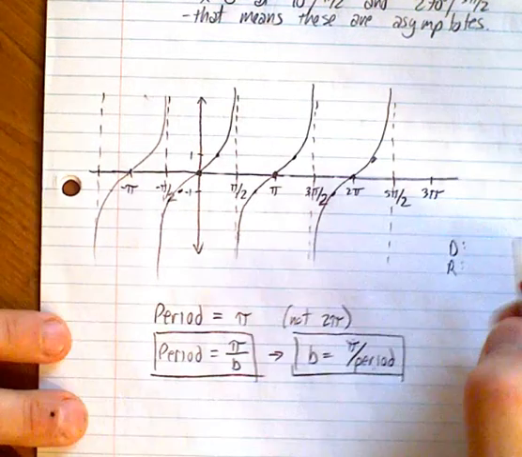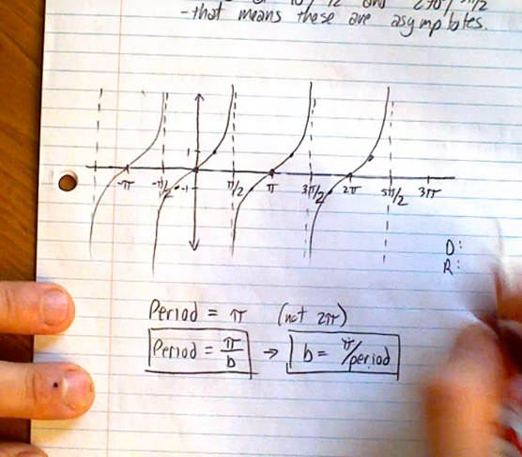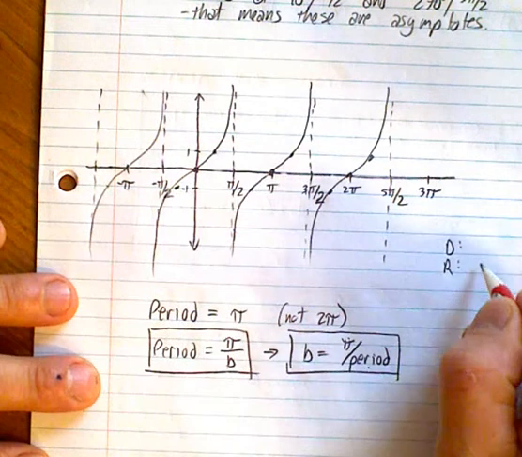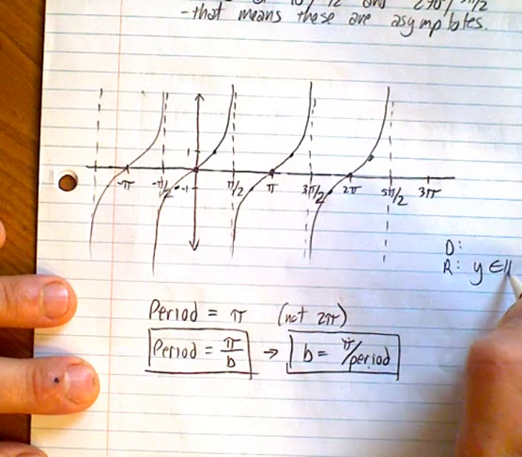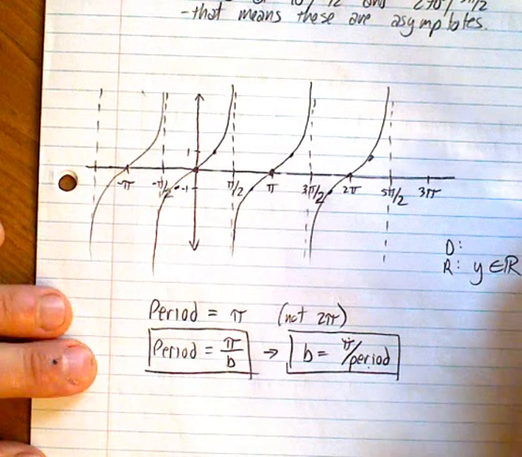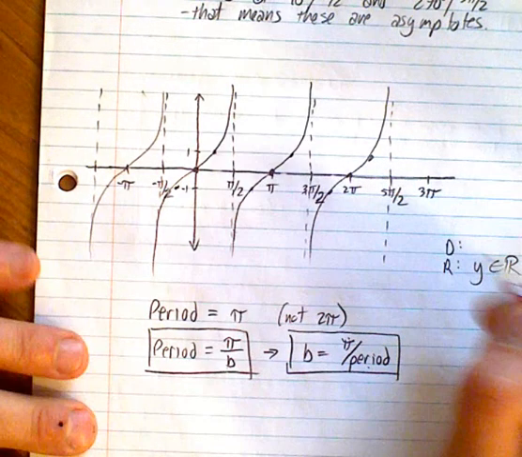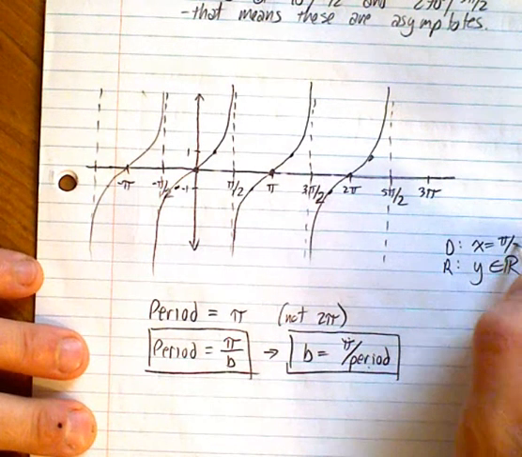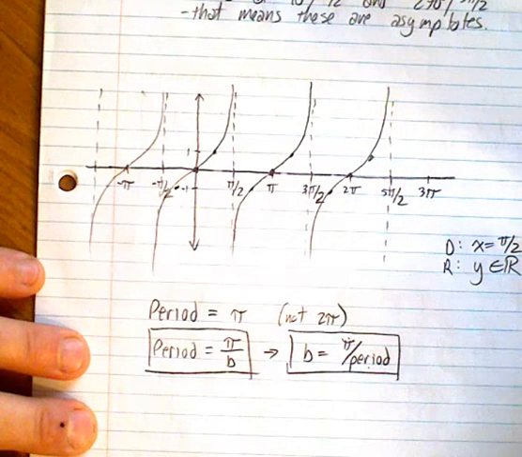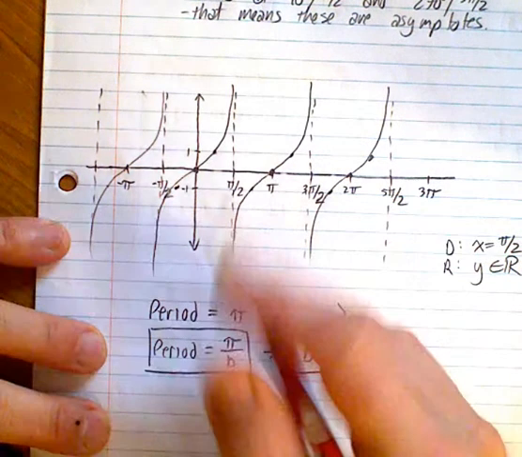Now let's quickly look at the domain and the range. The range, you can see, goes forever up and forever down. So we're going to say the range, the y values, are an element of all real numbers. The domain, however, is restricted by the asymptotes. So x cannot be pi over 2, and it can't be every pi after that or pi before that.